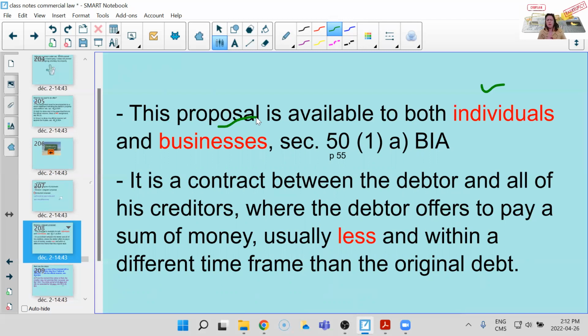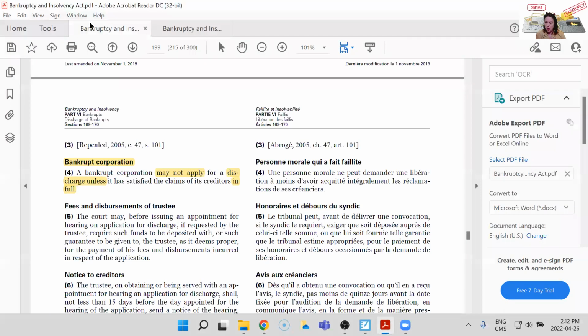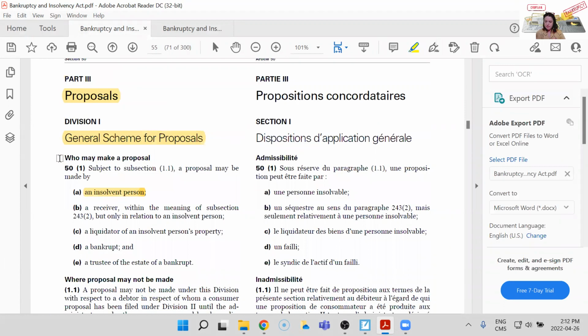Okay, so let's look at section 50 of your BIA, paragraph 1A. So you see here, proposals subject to subdivision. Subject to subsection 1.1, a proposal may be made by an insolvent person.